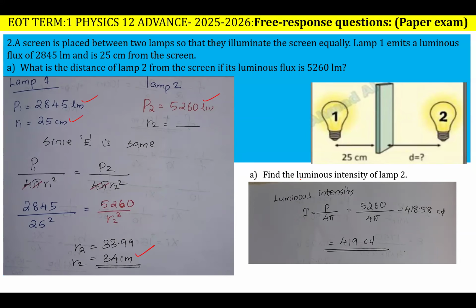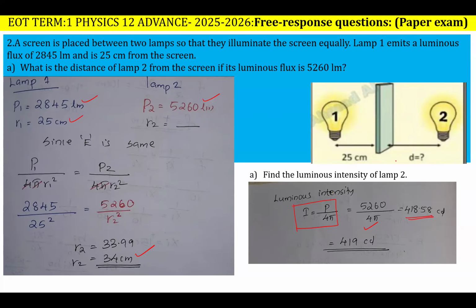Now, the next one was to find the luminous intensity of lamp 2. We know the luminous intensity can be found by using the equation I is equal to P over 4 pi. P is 5260 divided by 4 pi. When you put in this equation, you get 418.58, which is 419 candela. Candela is the unit of luminous intensity.